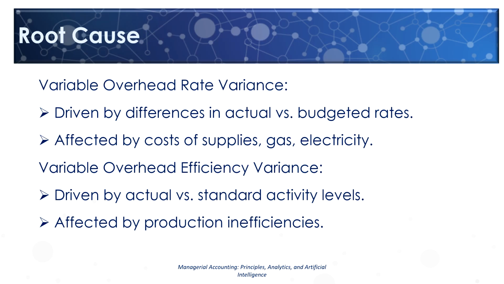The variable overhead rate variance measures the difference between actual and standard overhead costs per hour. The variable overhead efficiency variance measures whether the company used more or fewer hours than expected. Root causes include changes in supply costs, electricity costs, repairs, or inefficiencies in production.